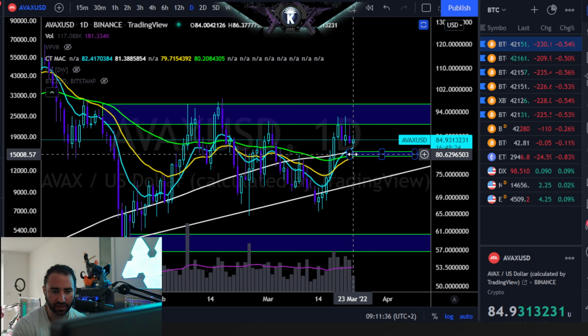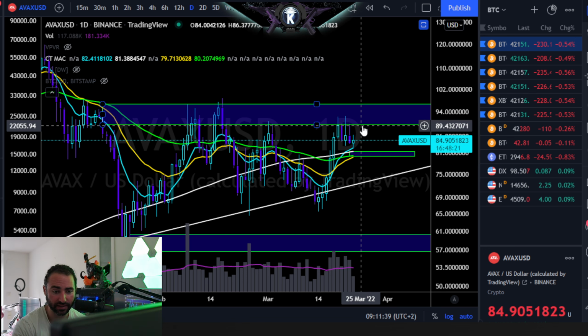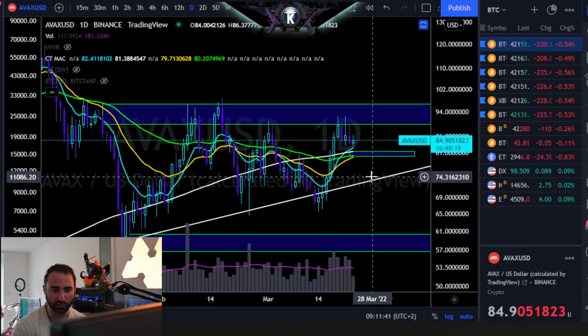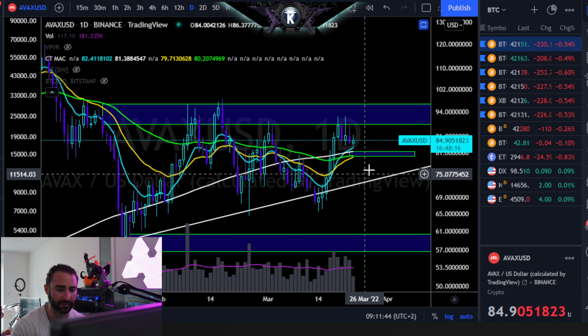Until then, I should talk about what happens if invalidation does get hit below 81.5. I would be looking for another move back down, basically towards 74.5 to $75.